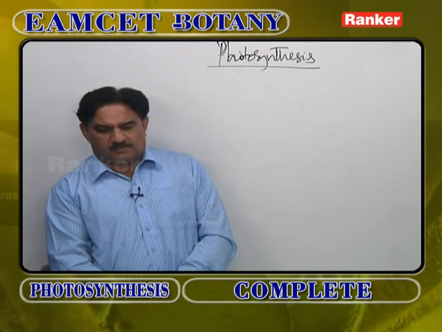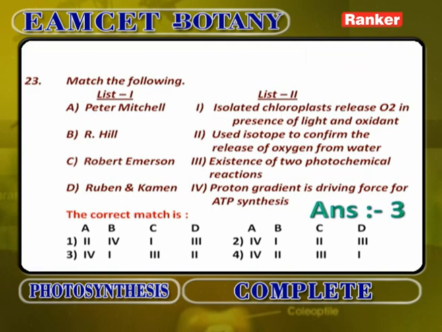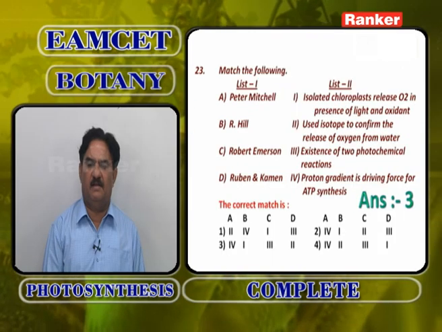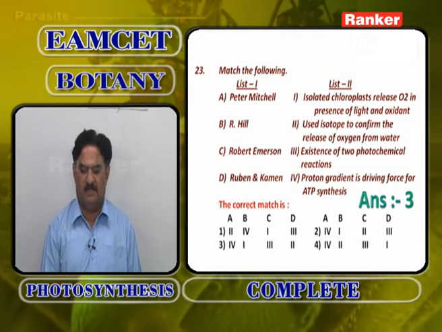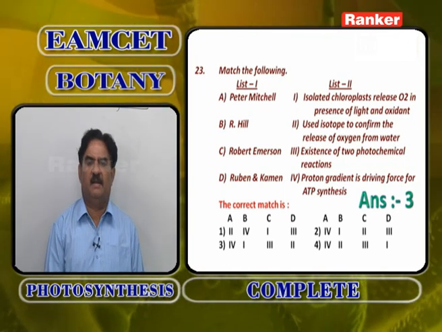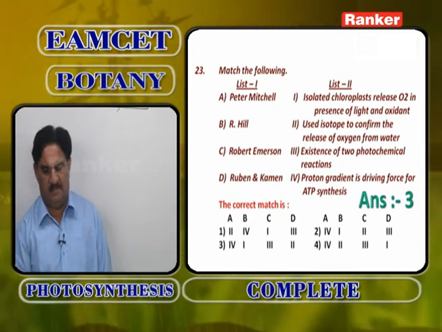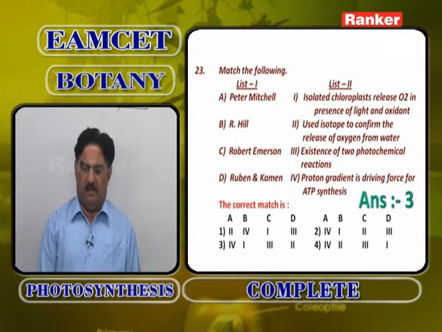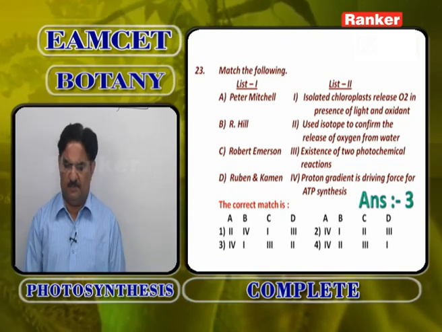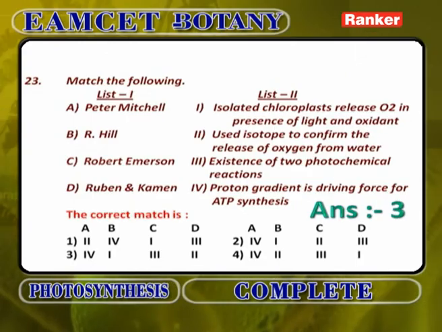So Peter Mitchell: proton gradient is the driving force for ATP synthesis. Robert Hill: isolated chloroplasts release oxygen in the presence of light and an oxidant, that is called photolysis of water or Hill reaction. Robert Emerson: existence of two photochemical reactions PS1 and PS2, presence of two pigment systems. Rubin and Kamen used an isotope to confirm the release of oxygen from water. So A4, B1, C3, D2. Third option.